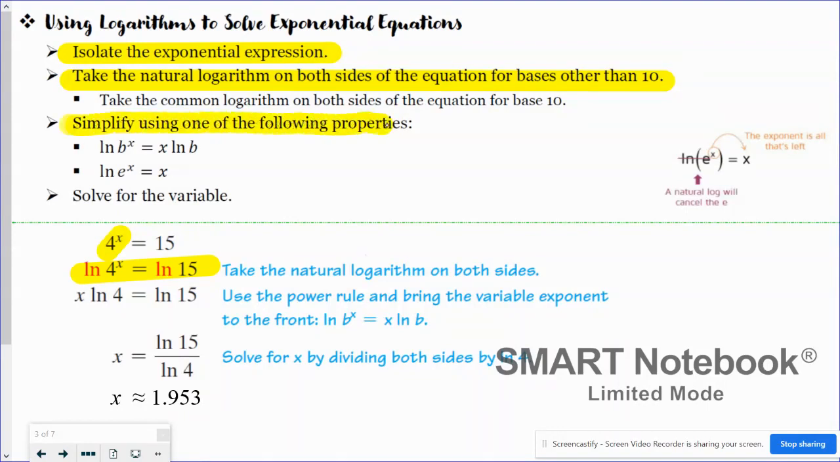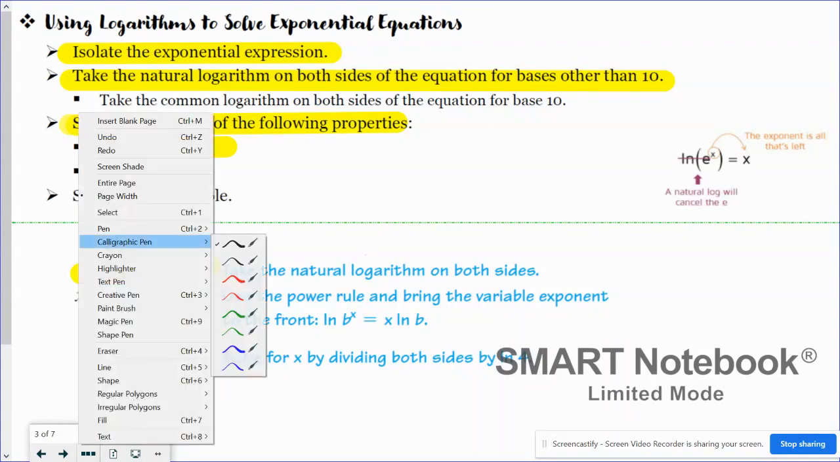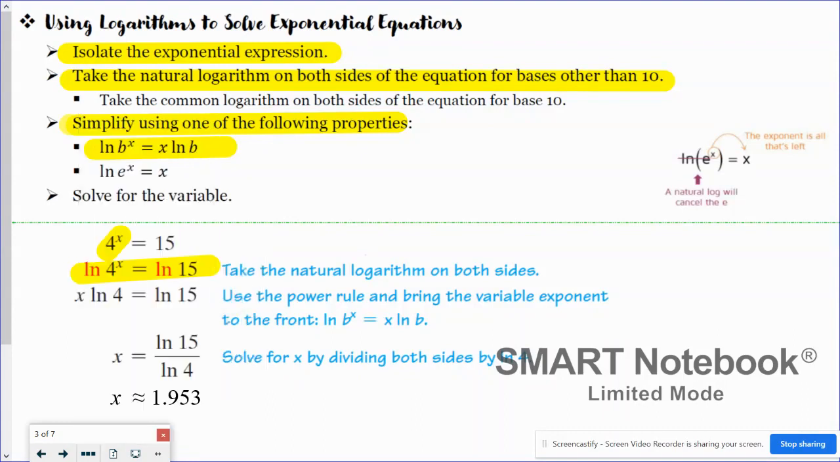So when it says simplify using one of the following properties, in the problem below I'm taking the natural log of b to the x power. So this becomes x times the natural log of b. Think of it this way. By taking the natural log of both sides, the exponent is free and it's going to come out in front. See? So they took the natural log of 4 to the x, the exponent is free, and it came out in front. And that's how they're getting x natural log of 4.